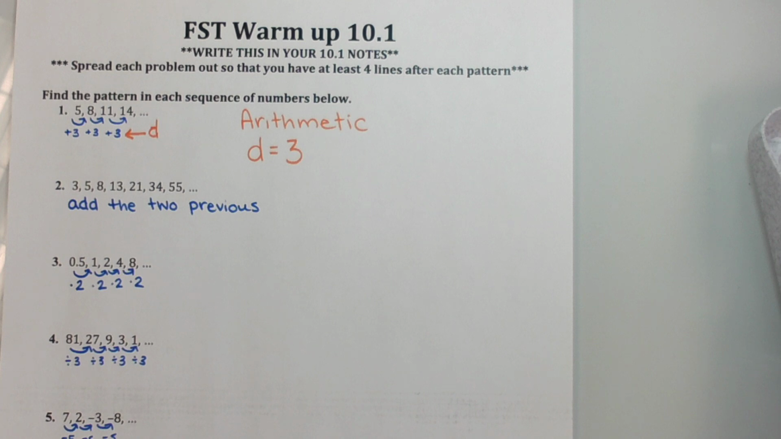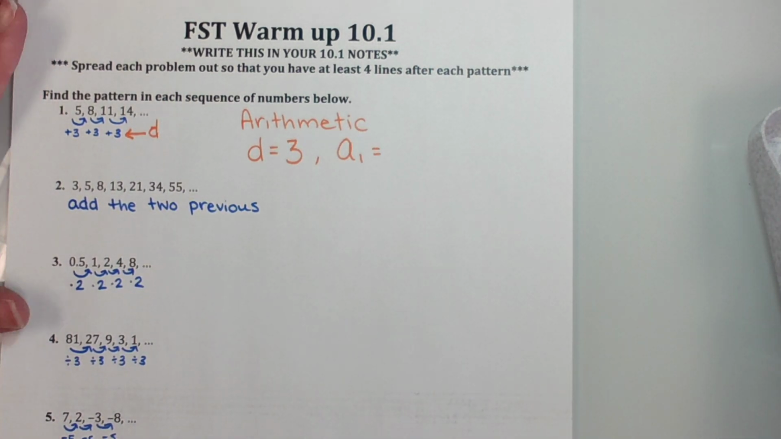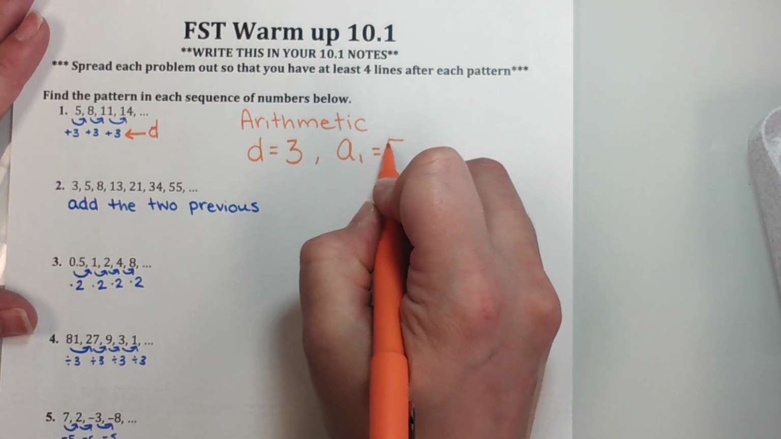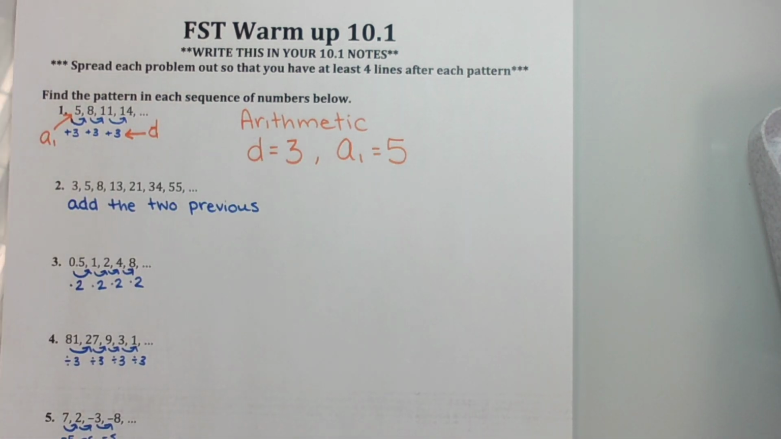But if that's all you're told, you could get this, or you could get this. Or you could get a lot of different things. So the other important thing that you need is the starting point. In other words, a sub 1. In this case, a sub 1 is 5. First term is a sub 1. d is what you're adding every time.